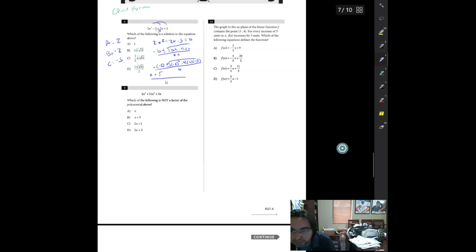So that's 2 plus or minus, negative 2 squared is going to give me 4. Negative 4 times 2 is going to be negative 8. Negative 8 times negative 5 is going to be positive 40. So it's going to be positive 40 of things. So then that's going to give me 2 plus or minus the square root of 44 over 4.